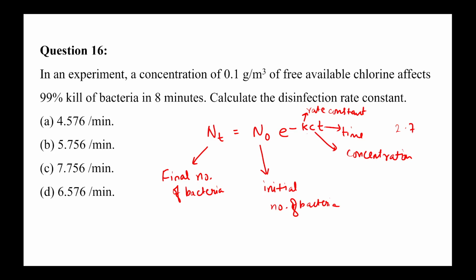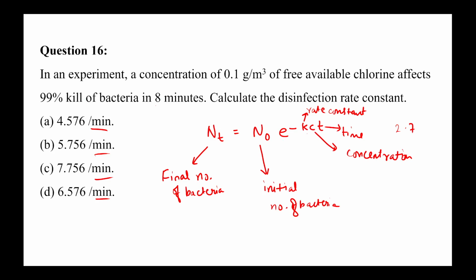Time is given as 8 minutes, and in the answer also we have the solutions in minutes. So you don't have to convert any of the units. You just have to think of the final and the initial number of bacteria. So you have the percentage of bacteria. So in 8 minutes, that is time, 99% of bacteria are getting killed.